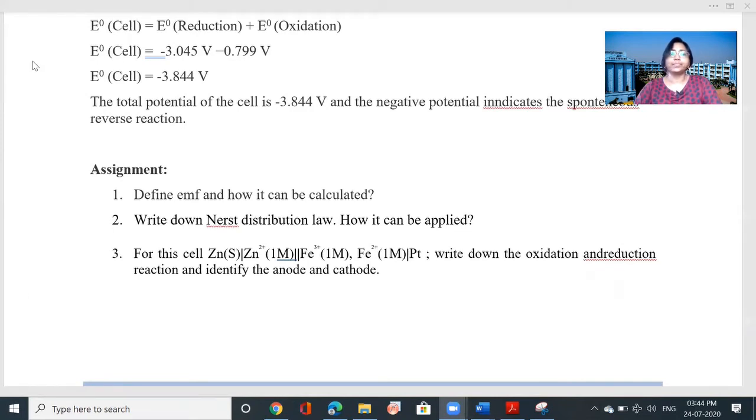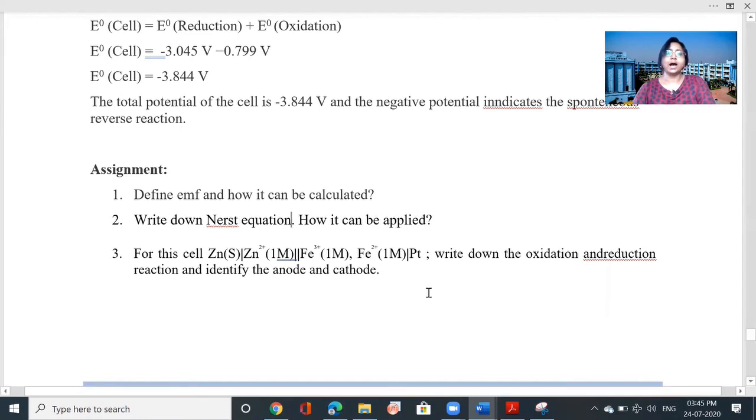What are those? Number one, define EMF and how it can be calculated. So you will write what is EMF and how it can be calculated. Write down the Nernst equation. So you will write the Nernst equation, which you have already learned, and how it can be applied. So you have also already learned the application.